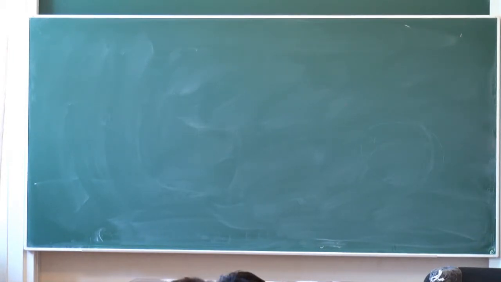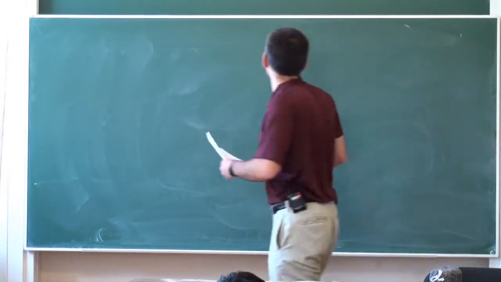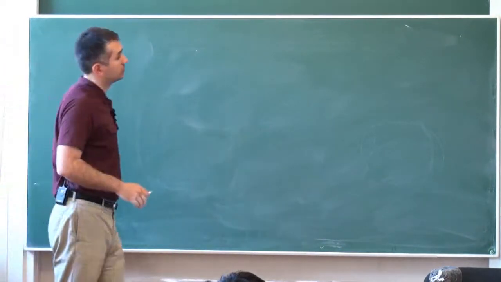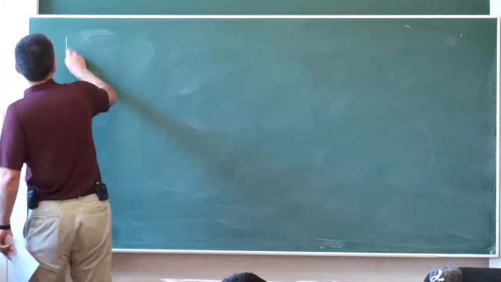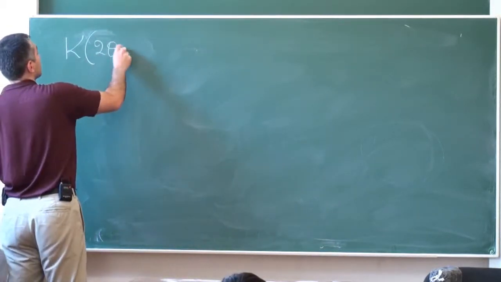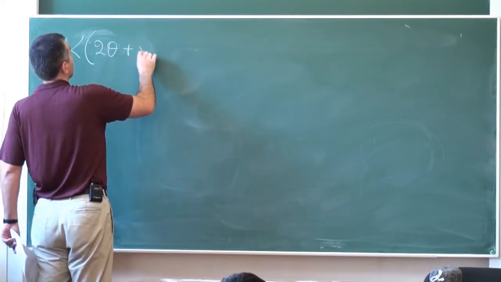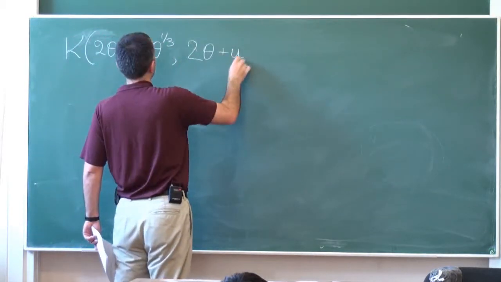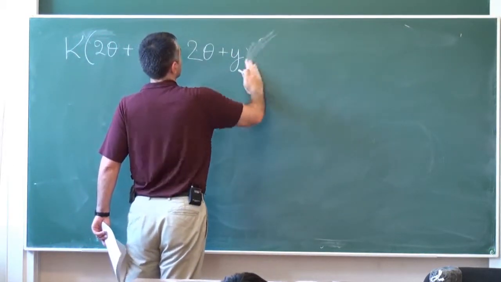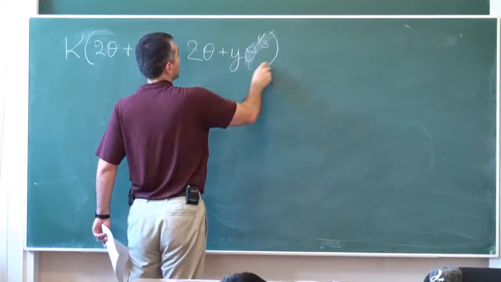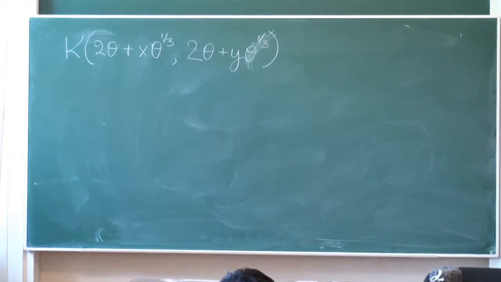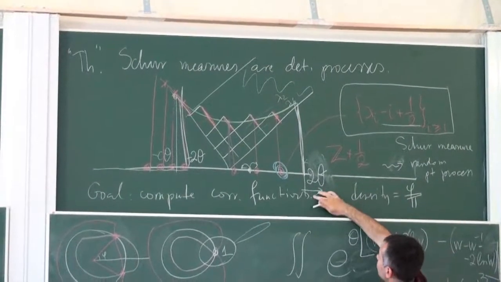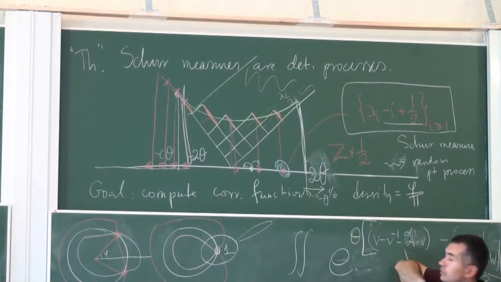Let me just tell you, without doing the change of variables in the full integral, what will happen. If I now take my arguments of the kernel, whatever they were denoted with, I and j, so if I take k to be 2 theta plus a shift of size theta to the power 1/3, and then the other argument to be 2 theta plus y times theta to the power 1/3. So that means I'm near the edge, but I'm taking a shift from the edge of size theta to the 1/3. Right?